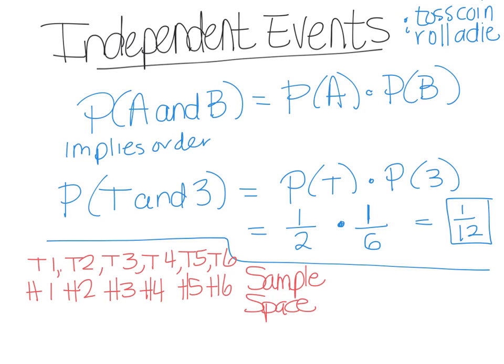Now when I go to calculate the probability of tails and 3, how many successful outcomes are there? There's this one successful outcome out of the total number of possible outcomes. And if you count these up, 1, 2, 3, 4, 5, 6, 7, 8, 9, 10, 11, 12, there are 12 possible outcomes, so that would be your probability. And indeed, that's exactly what we got before.